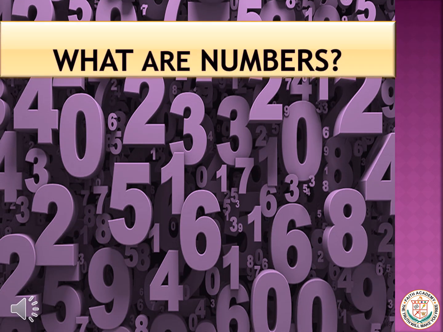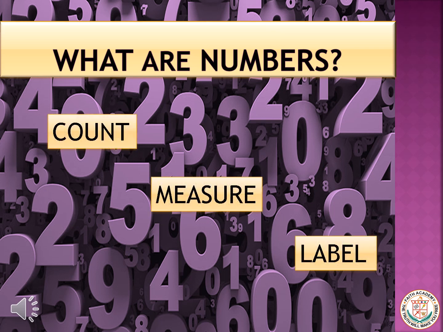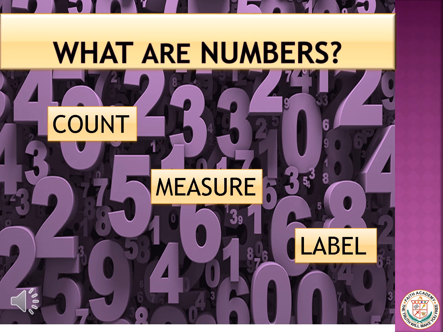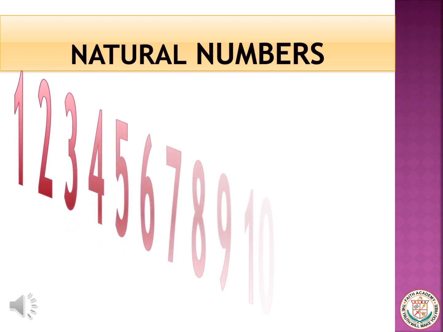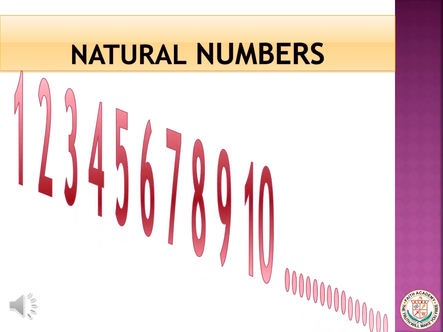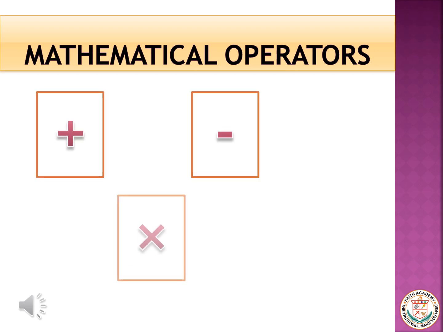But before we start with the chapter, let us first look into what is a number. A number is a mathematical object used to count, measure, and label. The original examples are the natural numbers which start with 1 and go on till infinity. Calculations with numbers are done with arithmetical operations like addition, subtraction, multiplication, and division.